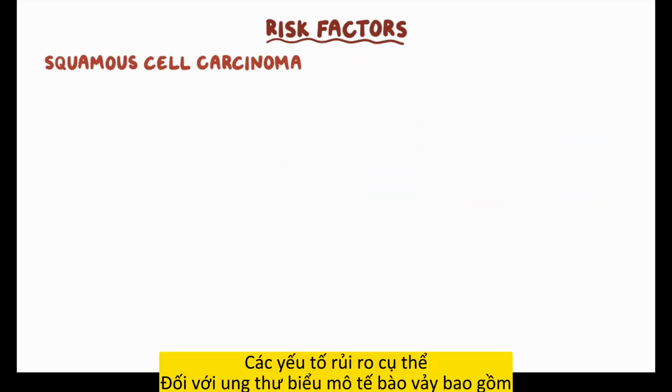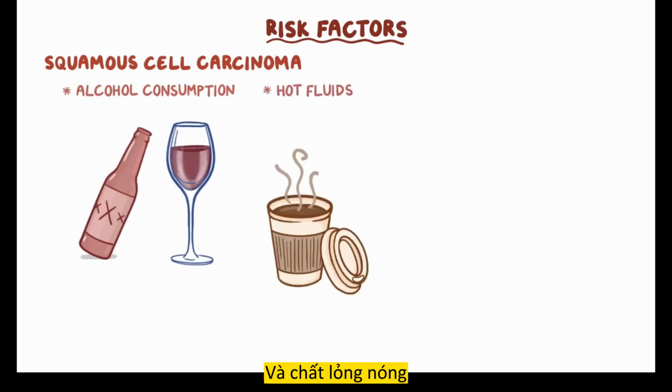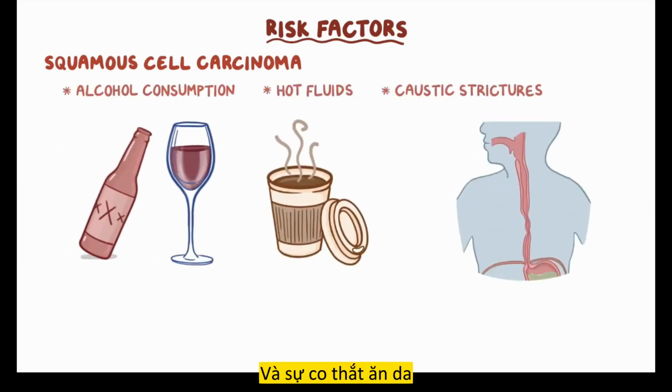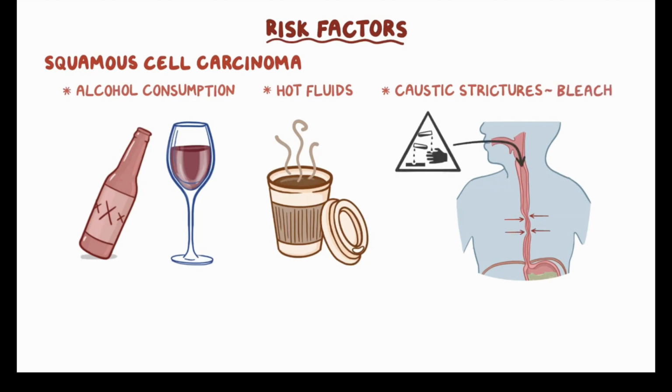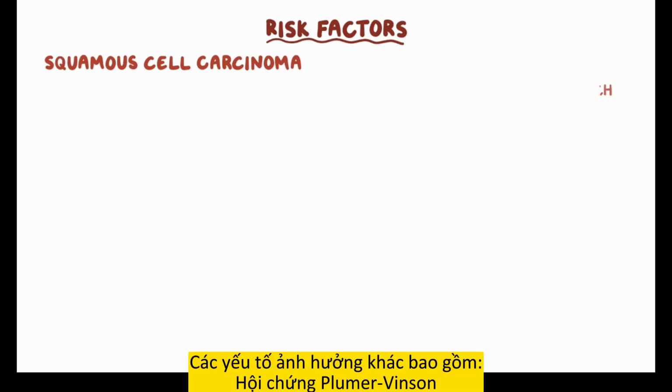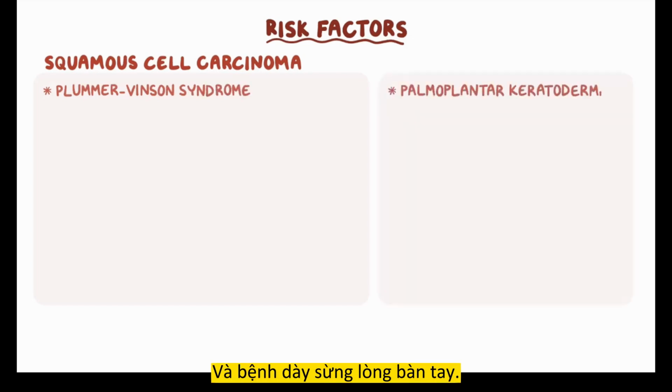Specific risk factors for squamous cell carcinoma include alcohol consumption, hot fluids, and caustic strictures, which is the narrowing of the esophagus following ingestion of a caustic substance, like household bleach. Other predisposing conditions include Plummer-Vinson syndrome and palmoplantar keratoderma.